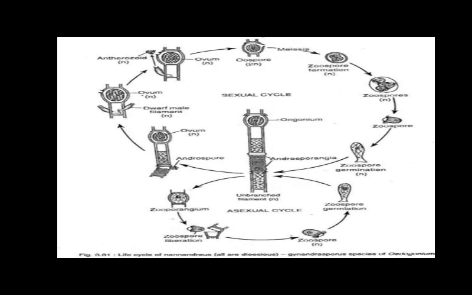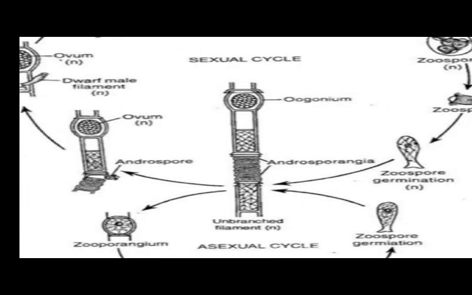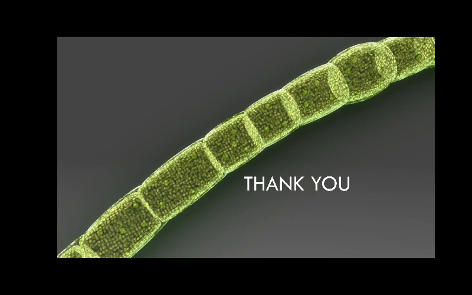This is the life cycle of nannandrous, that is gynandrosporous species, where the androsporangium and oogonium are present in the same filament. And this is the life cycle of nannandrous idioandrosporous species. You can see a female filament producing separately and a filament producing an androsporangium. Okay. So, these are all about Oedogonium.